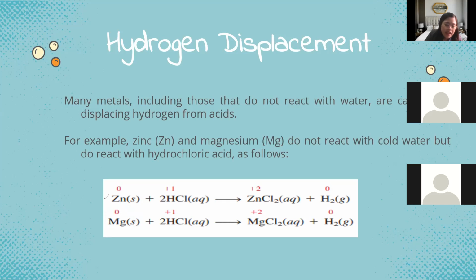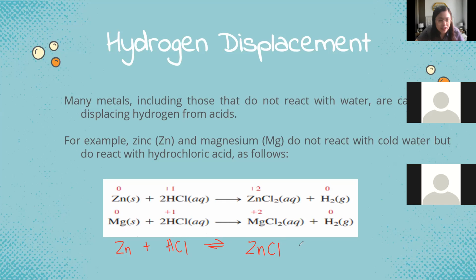So just like example number 1, we have there zinc plus hydrochloric acid. So again, this is not just for water ha, yung hydrogen displacement. Hindi lang siya sa water, pwede siya sa ibang compounds as long as merong hydrogen. And ang ipapalit mo na metal ay mas reactive. So again, we have here zinc plus hydrochloric acid. Since zinc is more reactive than hydrogen in the activity series of metal, then it can replace hydrogen there. So this is what you are going to do.